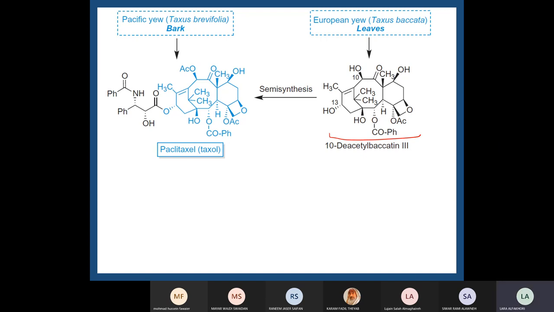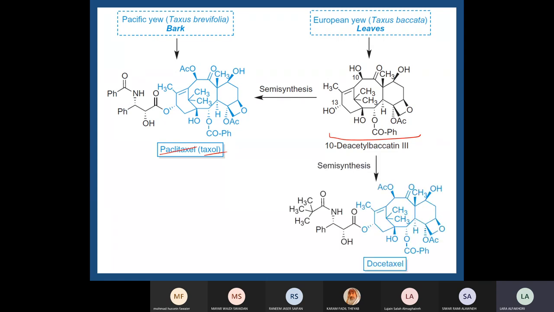And this was very useful because that precursor اللي كانوا حصلوا بطريقة يعني you don't have, let's say, if you harvest the leaves, you don't have, يعني this will not definitely harm the tree. In other words, they had, let's say, an unlimited source of that precursor from which they synthesized the paclitaxel أو التاكسول, and also from which they also were able to synthesize other analogs such as the docetaxel.